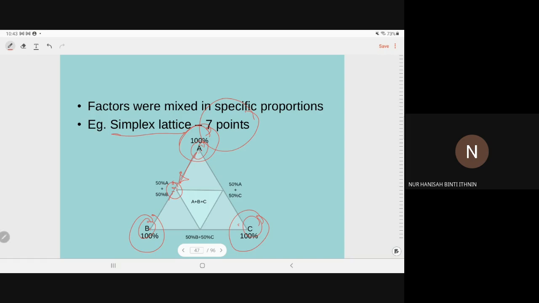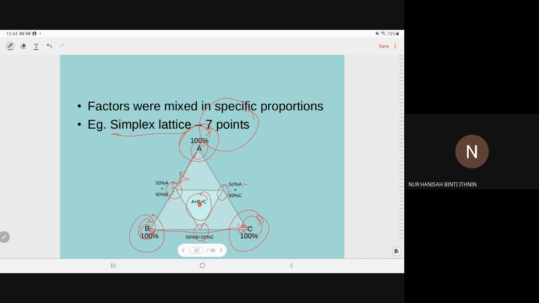Similarly, when we move from B, where B is 100%, to C, the nearer to C, the higher the proportion of the C component inside the mixture. At all the halfway points, it is 50-50 A and B, 50-50 B and C, 50-50 A and C. And at the middle, it is one third A, one third B, and one third C. So this is what we call a simplex lattice.